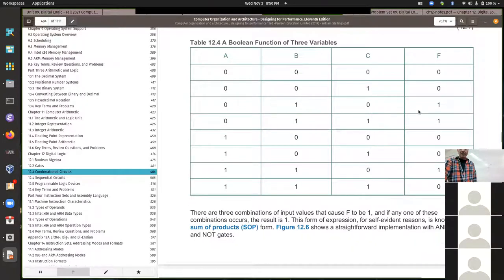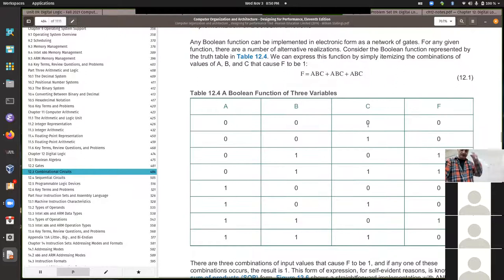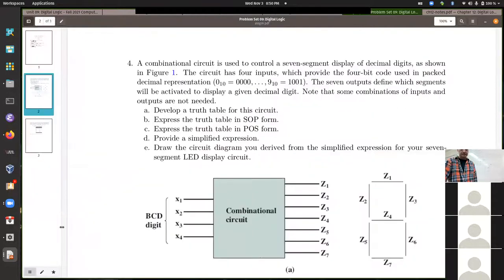And then you can do the product of sums. You have to use the places where F is false. So you want not A or not B or not C, and not A or not A, B or C, and so on. So that's the SOP and POS.